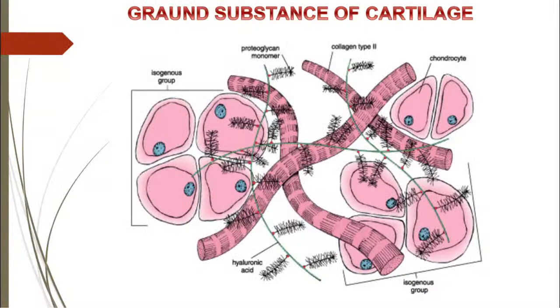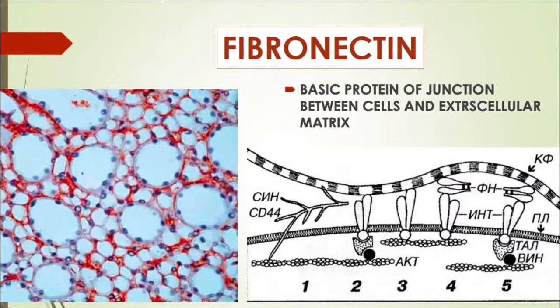In the ground substance of cartilage, we have also seen the analogue of what is named chondromucoid, the main substance of cartilage. We have seen here the isogenous group of chondrocytes, ordinarily 4 or 2, and we have seen here hyaluronic acid, again in green color, and this is a fibrous collagen.